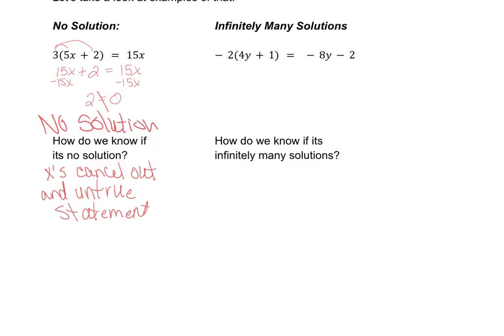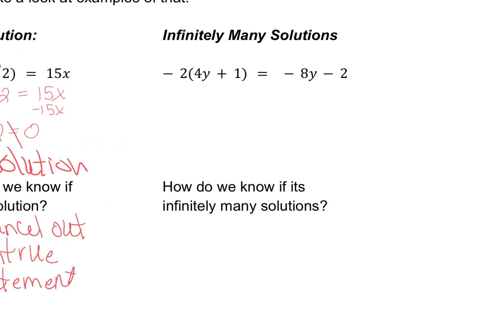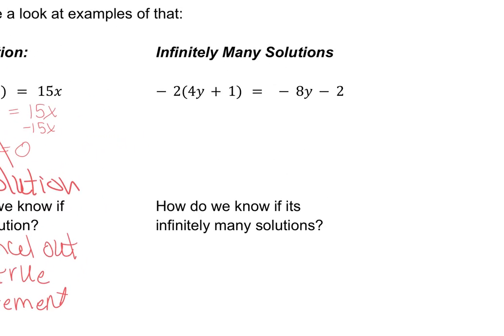Okay, on the other end of the spectrum, when we have infinitely many, it means any number that we put in there, in this case for y, any number we put in there will make it true. It's not only one specific number or no number would work, but any number. So what that looks like is if we go ahead and distribute, we get negative 8y minus 2 equals, well, lo and behold, negative 8y equals negative 2. Well, if you notice, we have a true statement there, they have the exact same thing on both sides.